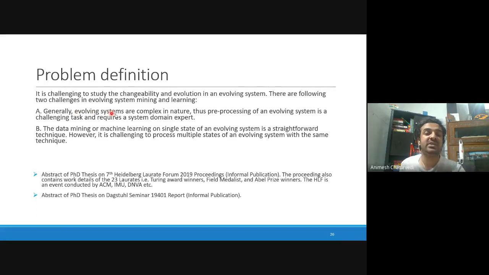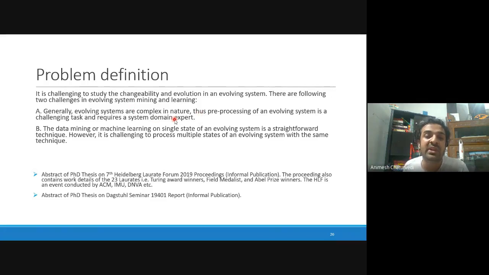The first one is that evolving systems are very complex in nature because they are made up of complex systems. So these evolving systems are complex to represent. Thus, they require a special kind of pre-processing. Evolving systems require very typical pre-processing because they come in various numbers, have various evolutions and various states, and require challenging pre-processing that actually requires a system domain expert.